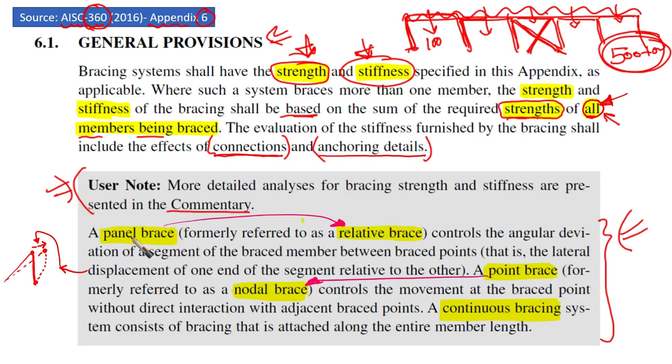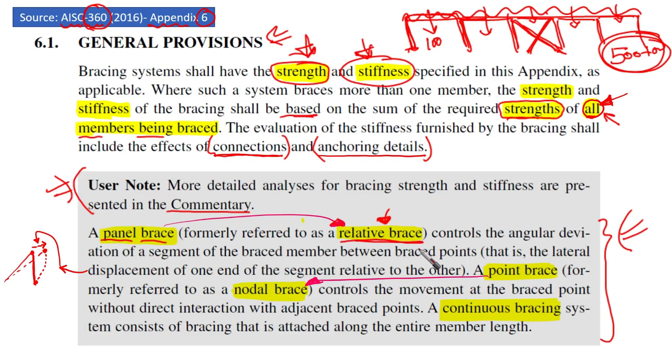We need to know what the types of stability bracing are. So first we have something called a panel brace, formerly referred to as relative bracing, or relative brace. You are going to find this in old textbooks and older versions of the specification. They use the word relative brace rather than panel, but the new one uses panel brace.